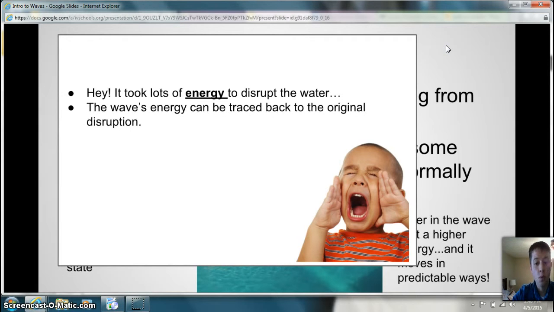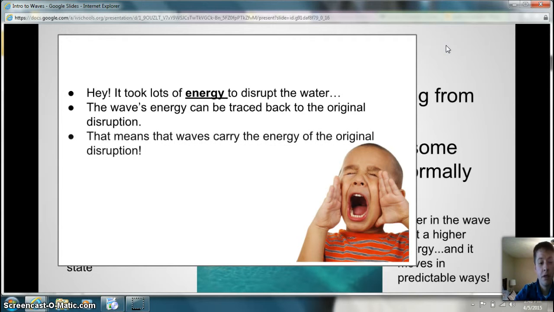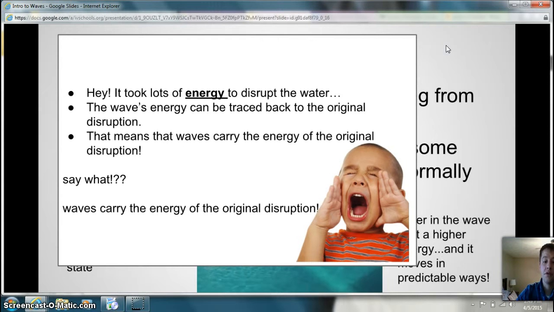Now, obviously, that wave, as it moves, we know it has energy because if it hits you, it can knock you over. And that wave's energy can be traced back all to the original disturbance. That means that waves, all they do is they carry the disturbance of the original disruption. And it doesn't matter if we're talking about light waves, radio waves, water waves, or sound waves. There's an original disruption that requires energy, and then the wave just transfers that energy over a distance. So waves carry energy of the original disruption.